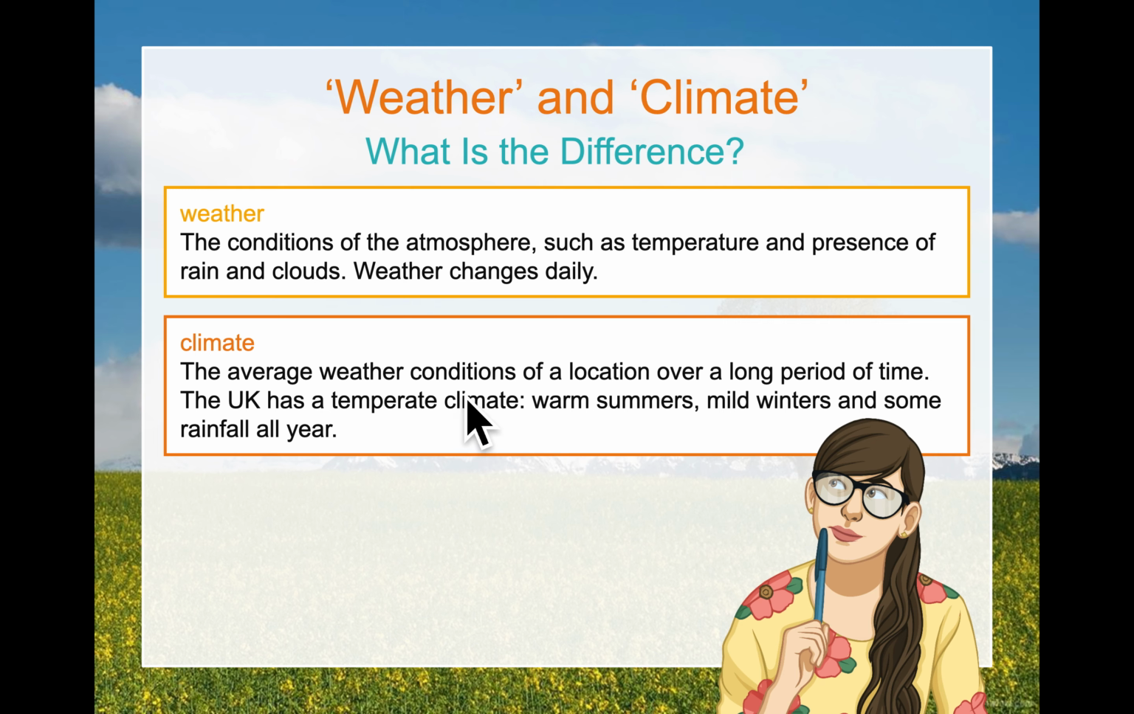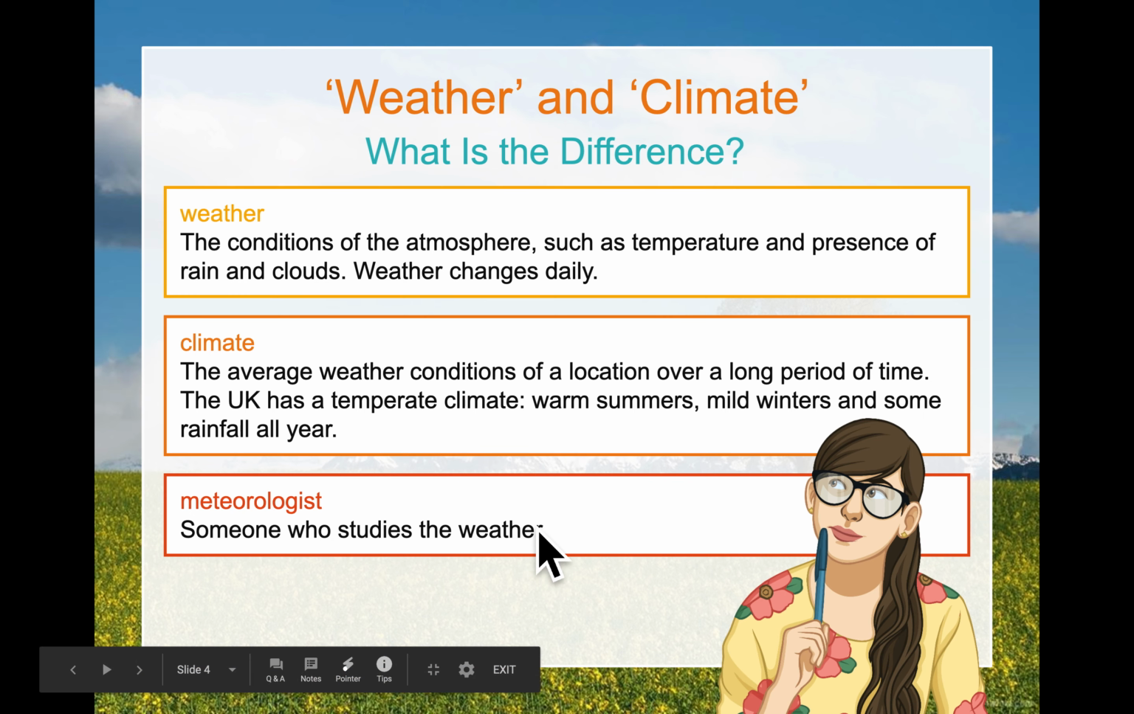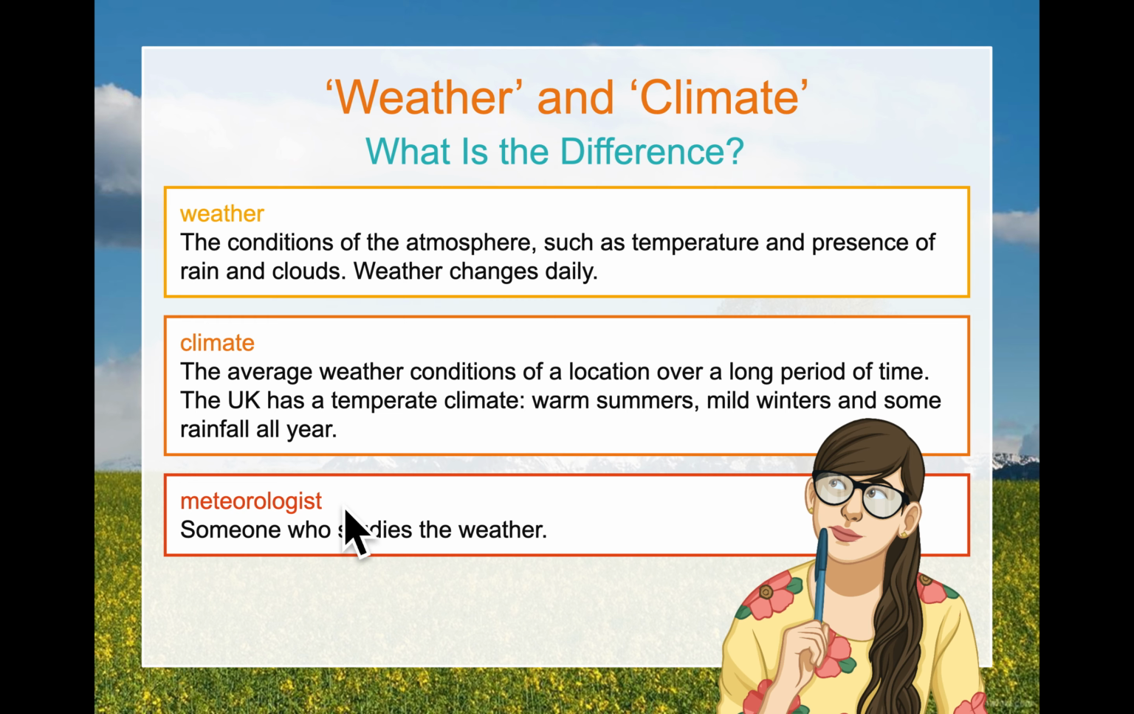Climate is the average weather conditions of a location over a long period of time. So it's my weather conditions for a long period of time, not just one day. Weather is daily. Climate is my weather for a long period of time. So the United Kingdom has a temperate climate, and what does that mean? That means warm summers, mild winters, and some rainfall all year. A meteorologist is someone who studies the weather. So if you want to be someone who studies the weather when you grow up, you'll say, I want to be a meteorologist. So that's weather, climate, meteorologist.